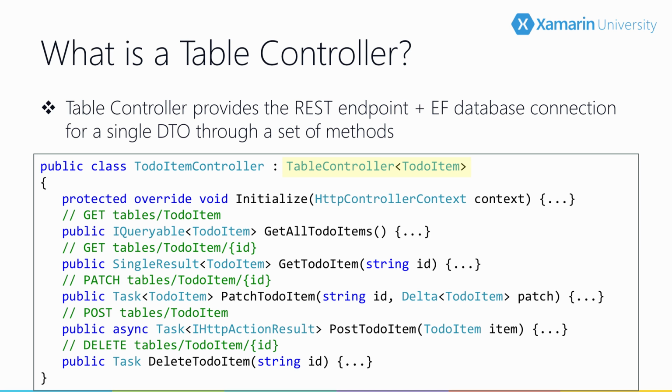Using the table controller base class provides two benefits over just using the plain API controller. This conforms to the OData version 3 specification, which allows basic filtering and a standardized REST interface to a database. It also implements the internal logic for offline synchronization. As you can see, there are several methods defined on this class. Let's take a look at some of them.